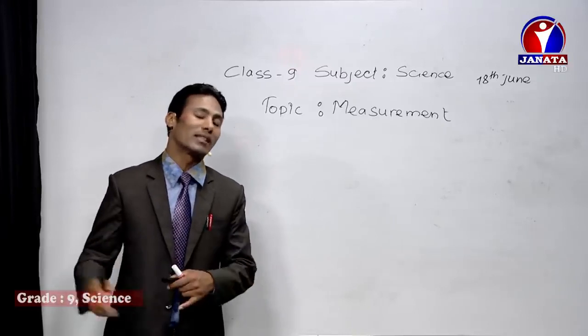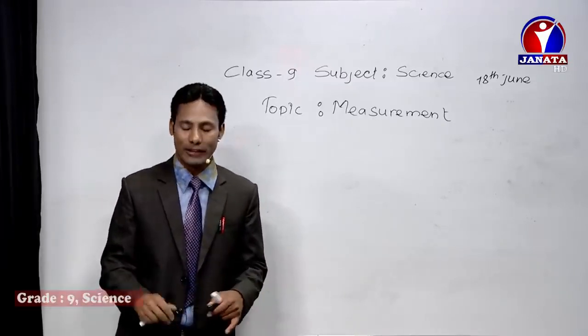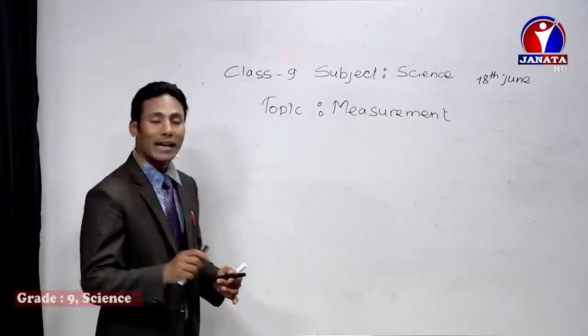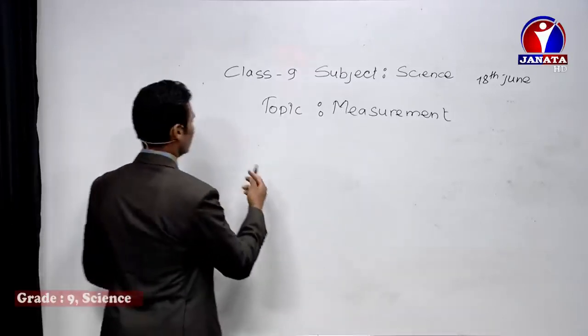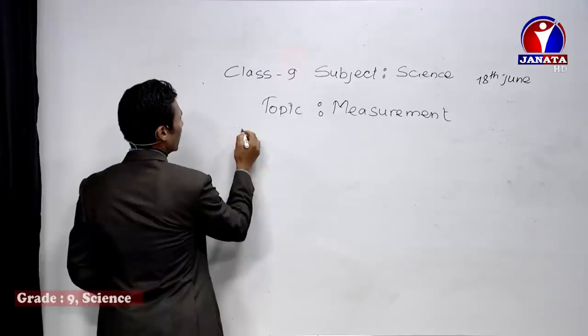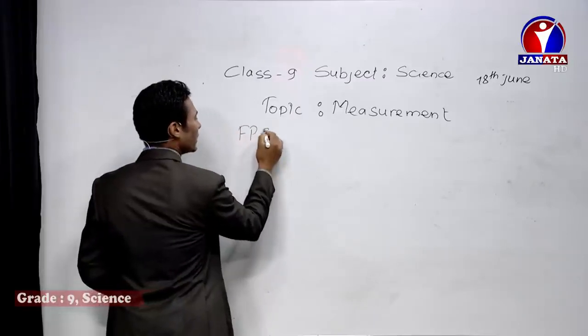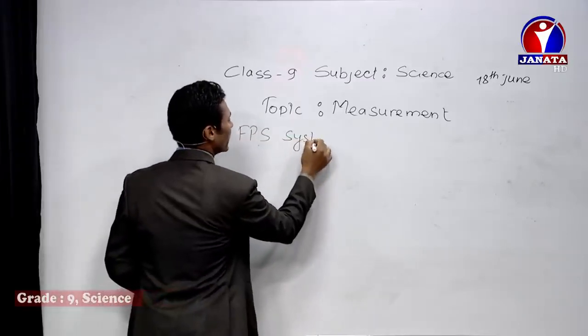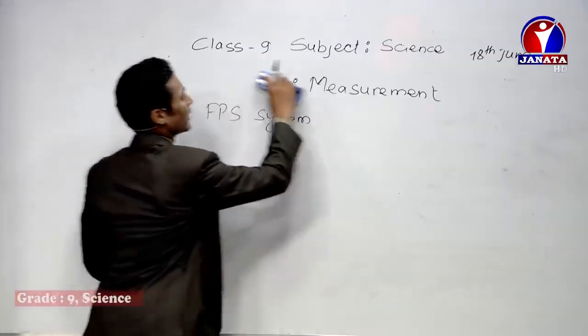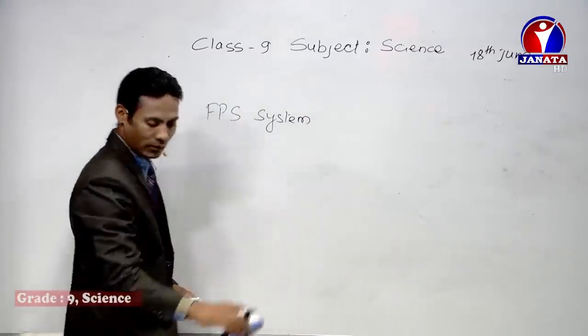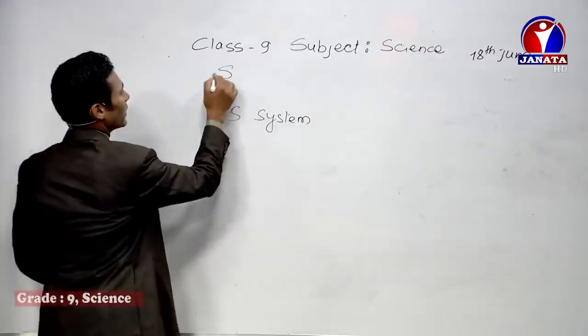3 types, and 1 type is the modified form. We can consider that 4 types also. You might have learned in the lower class. What are they? Like FPS system of unit. So we are going to discuss about the system of unit. Okay, different systems of unit we are going to discuss.